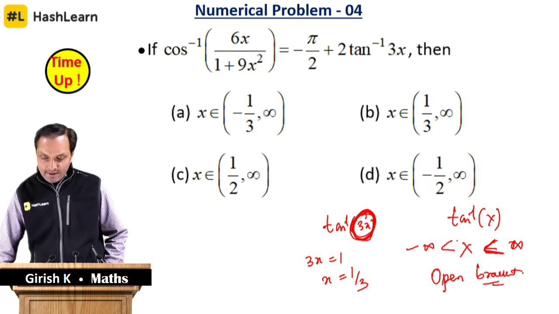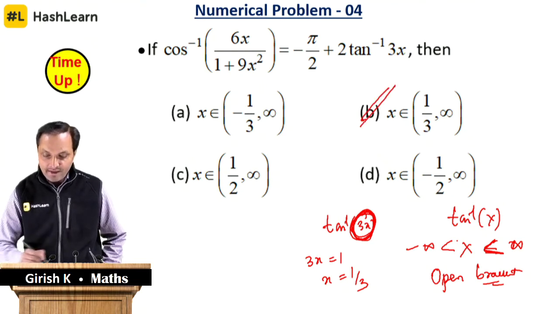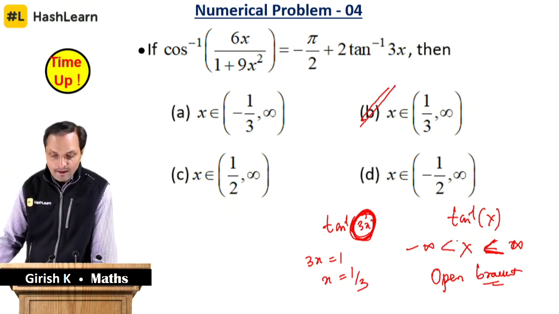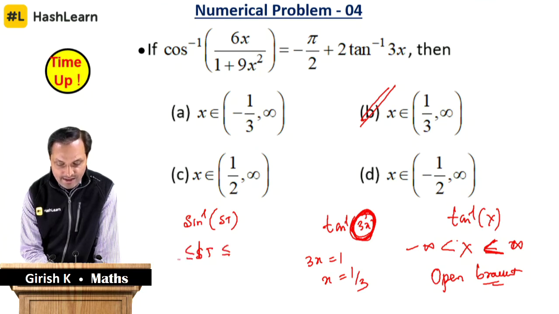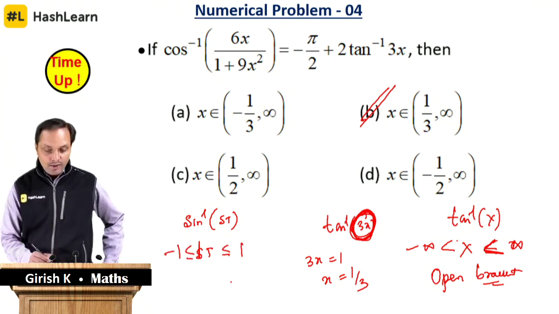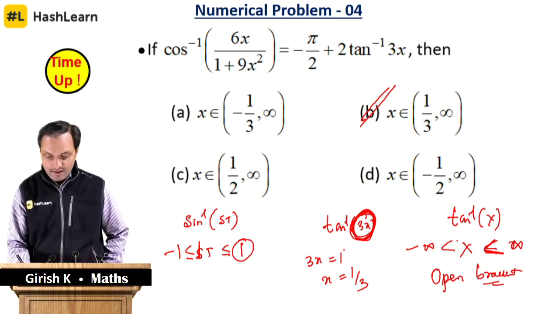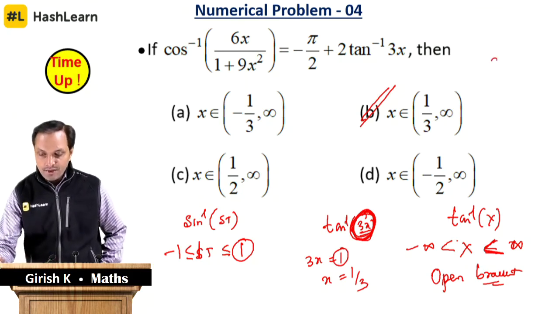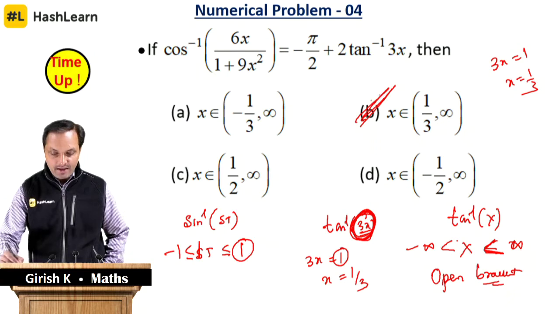Why this open bracket? I'll just tell you here. Open bracket for 1 by 3 is here. I will give you the cross verification of the terms also. See here, we got sine inverse of something there. You know that something should always be between minus 1 and plus 1. So that is why I am considering 1. The maximum value of sine is 1. Therefore, I am considering it as 1. And you know that 3x is given here. So 3x is equal to 1, and that should give you x as 1 by 3. That should be open. That is your option.